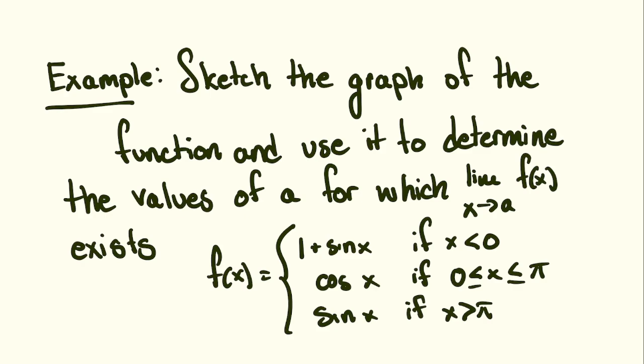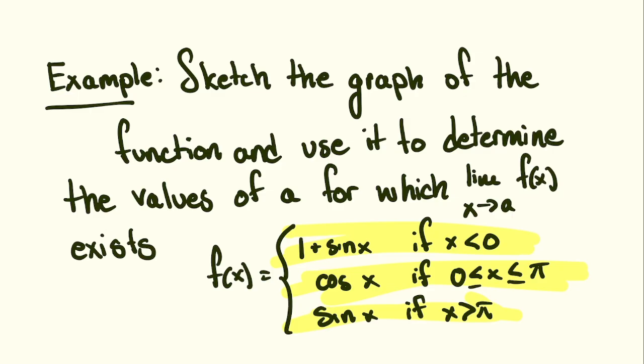In this problem, we're looking to sketch a graph, and we have a piecewise function here. We've got three parts to our function. If x is less than or equal to 0, then our function is 1 plus sine of x. If it's between 0 and pi, it's cosine of x. And last of all, if x is bigger than pi, then we've got sine of x.